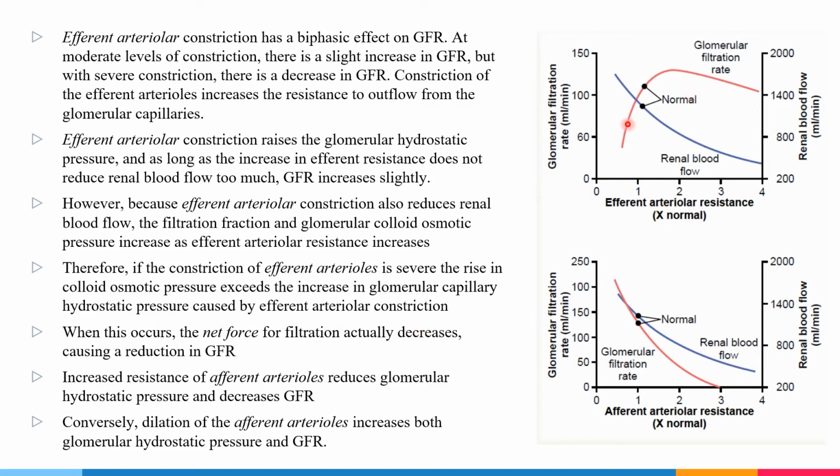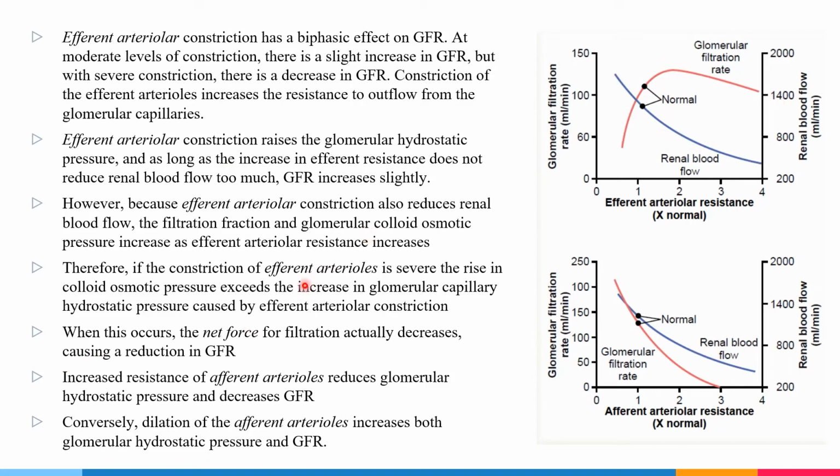And this is shown in the diagram right here. As we see, when the efferent arteriole resistance increases on the x-axis, the GFR first increases but then starts decreasing. This is in direct correlation with the amount of renal blood flow. Efferent arteriolar resistance, as expected, decreases the renal blood flow, but after a point, when the renal blood flow decreases too much, this also affects GFR and decreases it further. Thus, when this occurs, the net force of filtration actually decreases, causing a reduction in GFR. So this was the effect of efferent arteriolar constriction.